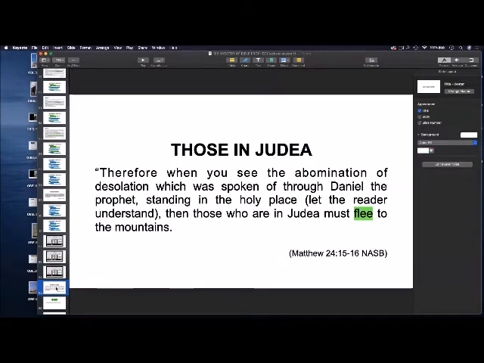Therefore, when you see the abomination of desolation, which was spoken of through Daniel the prophet, standing in the holy place, let your reader understand, then those who are in Judea must flee to the mountains. Matthew 24:15-16. So here the Son of Man is providing flee instructions. Right off the bat, he's not telling these people at the end of the age that you need to flee so that you can go be martyred. He's telling them to flee because he's giving them instructions to survive, to meet him at his return.